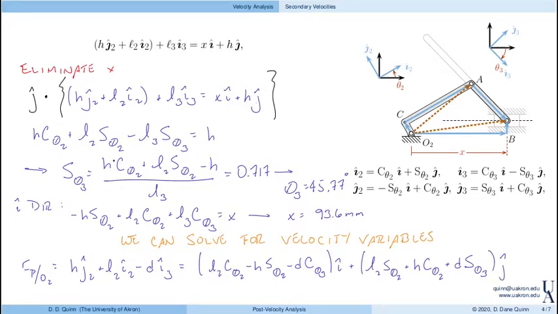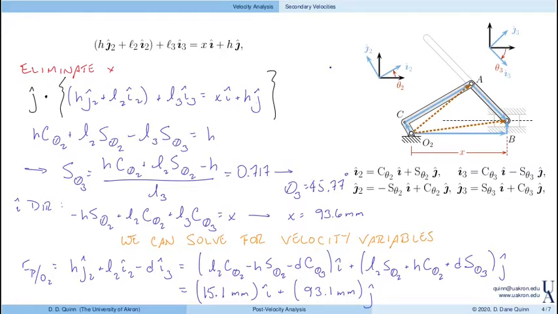Again, using all of the known lengths and angles for this problem, the position of P can be found to be 15.1 millimeters in the I direction plus 93.1 millimeters in the J direction. So again, going from O2 up to P.